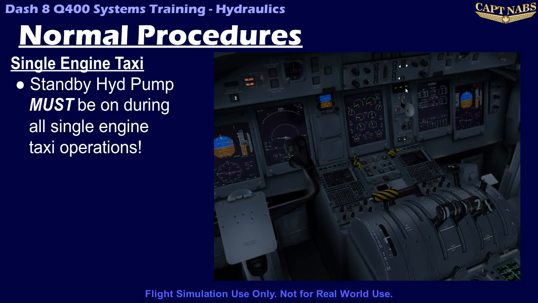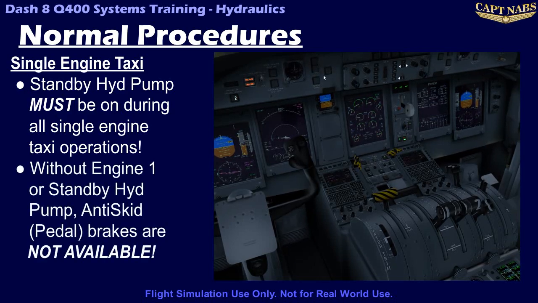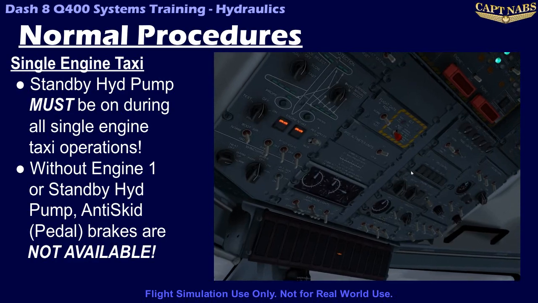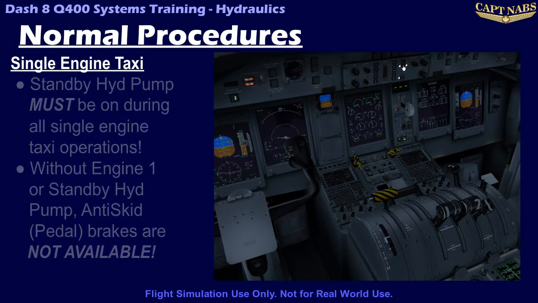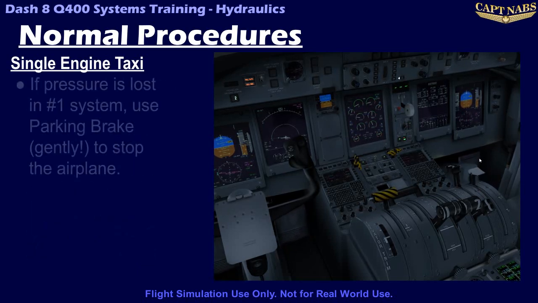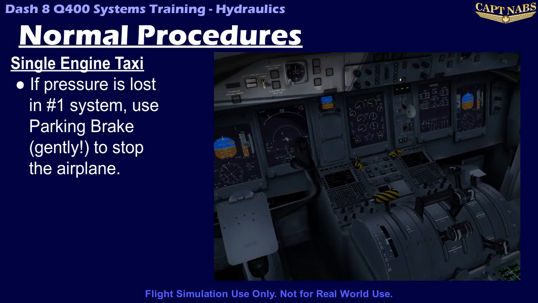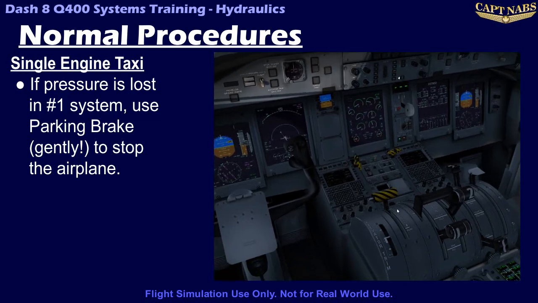The number 1 system supplies the anti-skid brakes. If the airplane is taxied with engine number 1 off and the standby Hyd Pump off, there will be no pressure in the number 1 system and the anti-skid brakes will not work. If this happens, or if the number 1 system loses pressure for any reason during taxi, use the parking brake, carefully, to slow the aircraft.